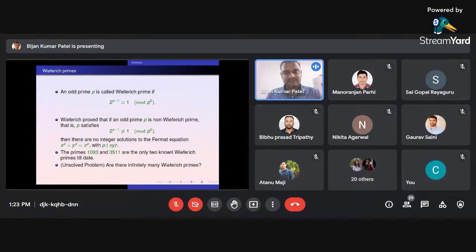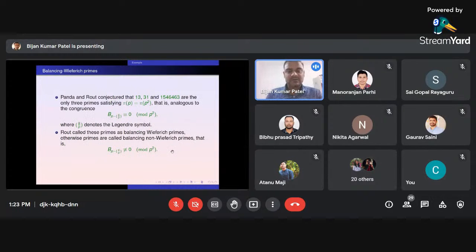Okay. So we talk about the Wieferich prime, and Panda and Rout conjectured that there are three numbers, that is 13, 31, and 1546463, which are the only three primes satisfying the condition that the period modulo p is equal to the period modulo p squared, and that is analogous to the congruence of the balancing sequence B of (p minus 1)/2 being congruent to 0 modulo p squared.